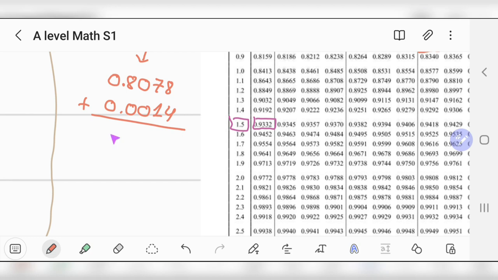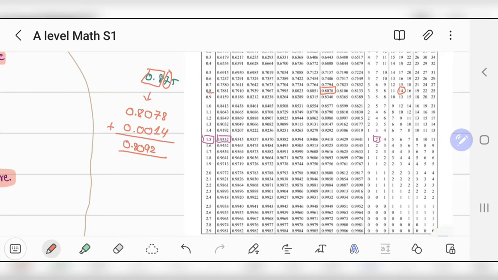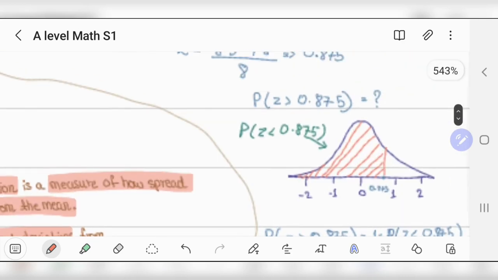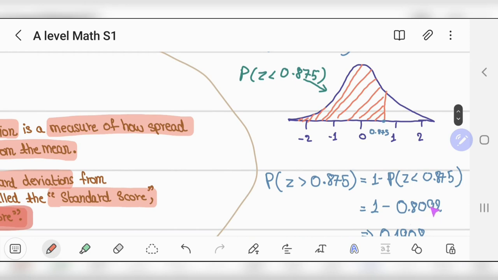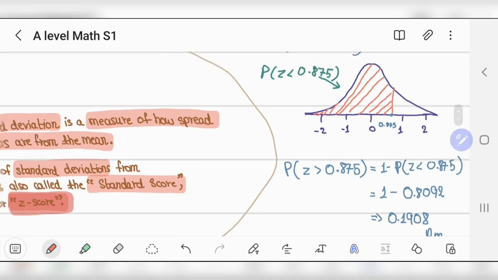0.8078 plus 0.0014, and you got 0.8092, right? So you got the probability of this one, 0.8092. Then you just subtract it from 1, and you got 0.092, and you got the probability of this. So this is the answer.